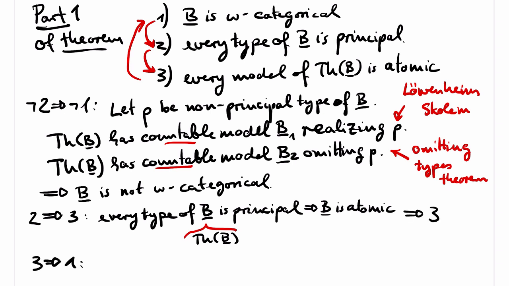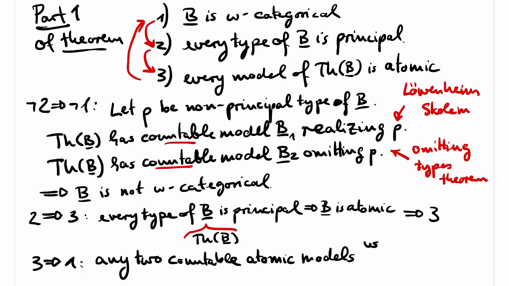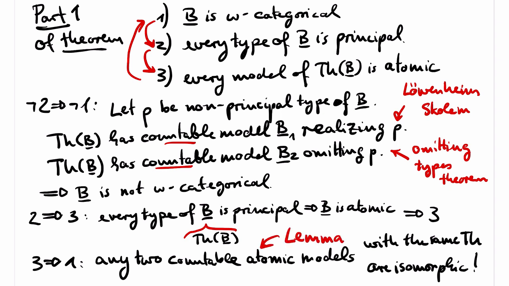For the implication from 3 to 1, it suffices to remember a statement from the previous video. Any two countable atomic structures with the same theory are isomorphic by a back and forth argument. So if all models are atomic, all countable models of the theory of B must be isomorphic. In other words, B is omega-categorical.